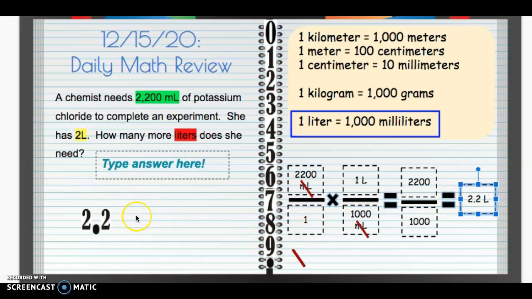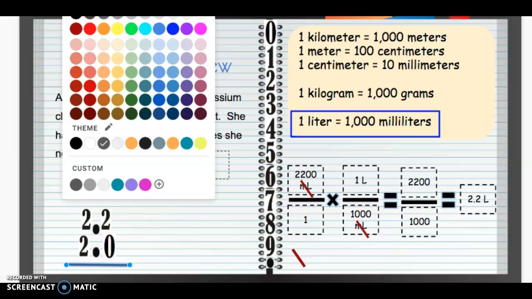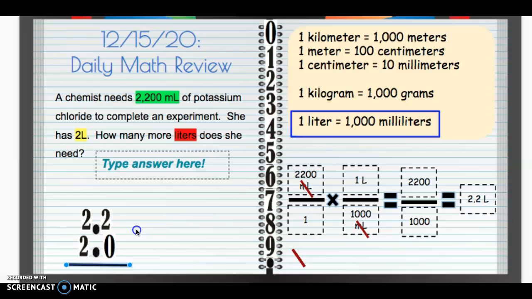All right, well, I want to know how many more liters she needs if she has 2 liters. Well, if I have 2 liters, I'm technically taking 2. I have to see what the difference is between them. So you would subtract 2.0 minus 2.2. So if we're going to subtract that, you'll have that line there.